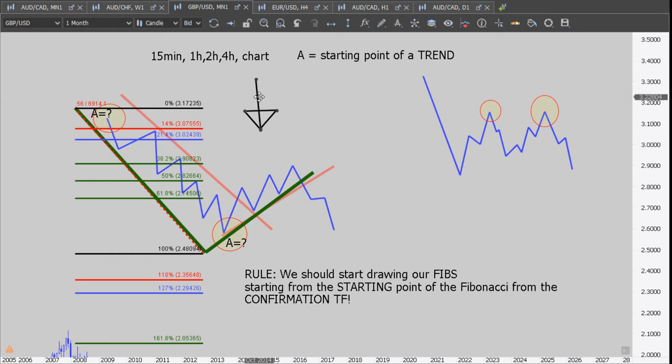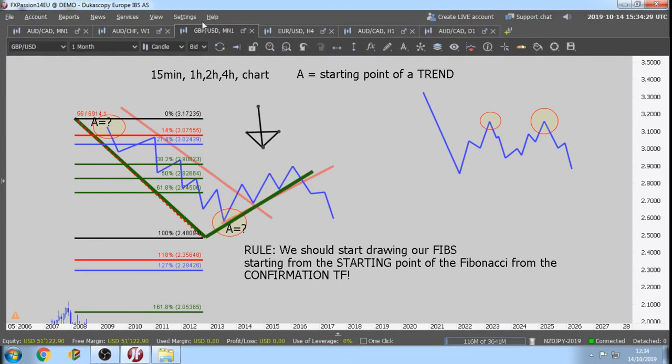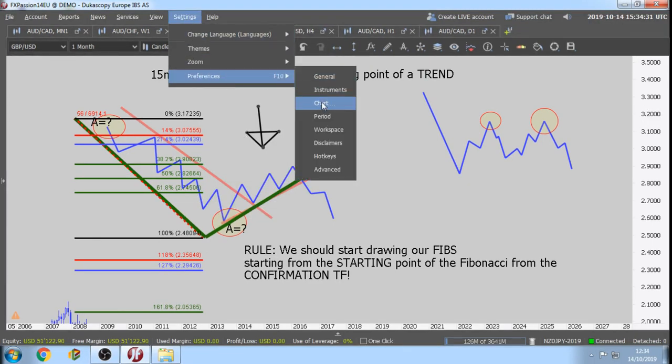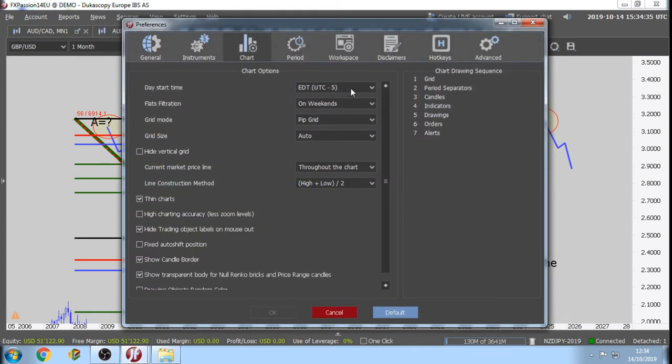It's because of the broker, it's because of the time. Okay, time to shine, my settings, preferences, chart. My time, the time of the candles, is set to EDT, UTC minus 5. So if you have a different time scale, you are going to have different candles. Okay, but it also depends on the broker. So you could have the same day start time as me, but a different broker, and you are going to have different candles. Okay, this is one of the reasons.